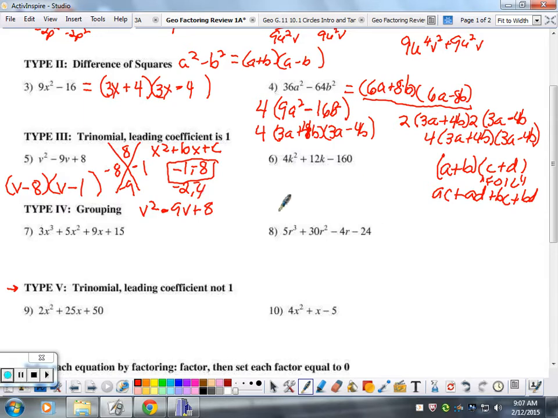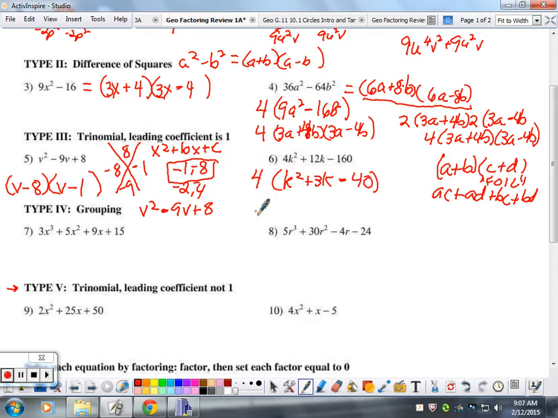Now let's look at this one. This doesn't look like it fits the pattern because there's a 4 in front, right? You need a leading coefficient of 1. What do I need to do first there, Amanda? Factor out the greatest common factor. Always look, is there a greatest common factor? And there's a greatest common factor of 4. So you're going to divide all these by 4. So I'm left with k squared plus 3k minus 40.